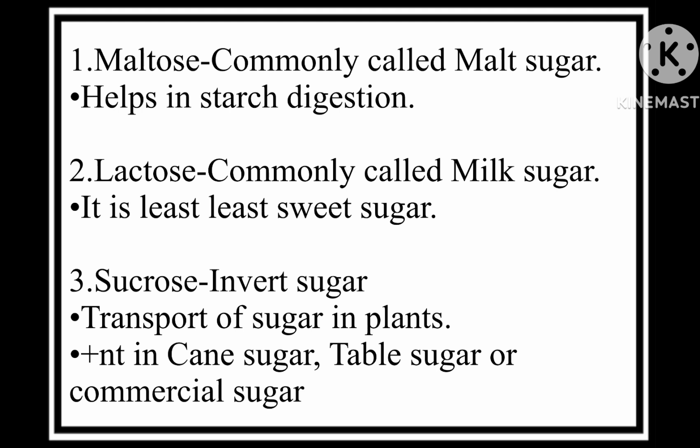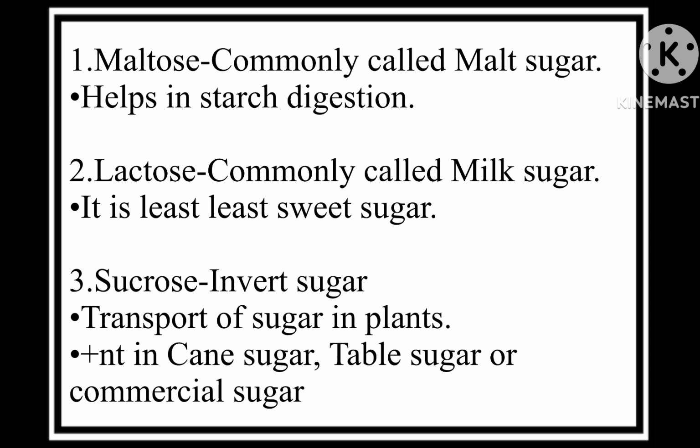So let's begin. These are the types of disaccharides, starting with maltose, also called malt sugar, which is reducing in nature and present in germinating seeds. It is also an intermediate compound in starch digestion. And second is lactose, which is called milk sugar, reducing in nature. Lactose is the least sweet sugar. Then we have sucrose. In plants, transportation of sugar mainly occurs in the form of sucrose only.